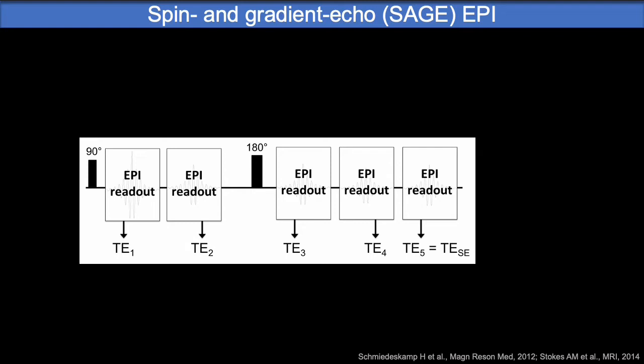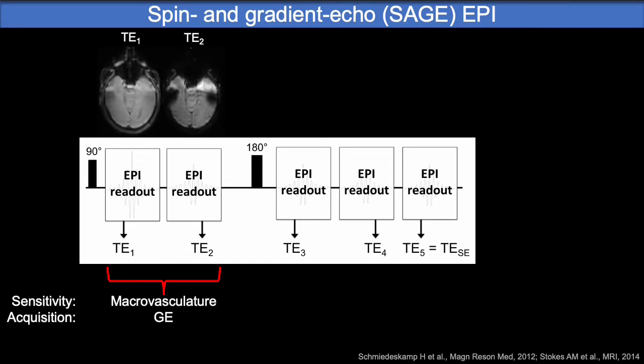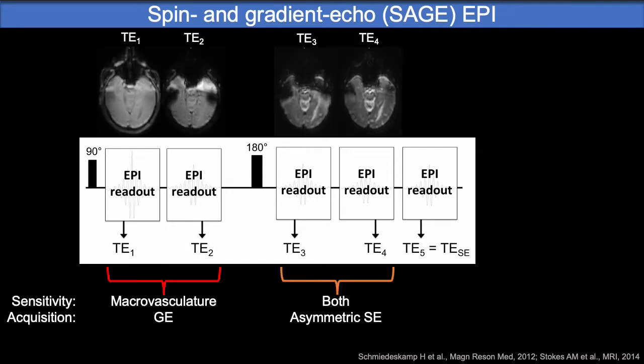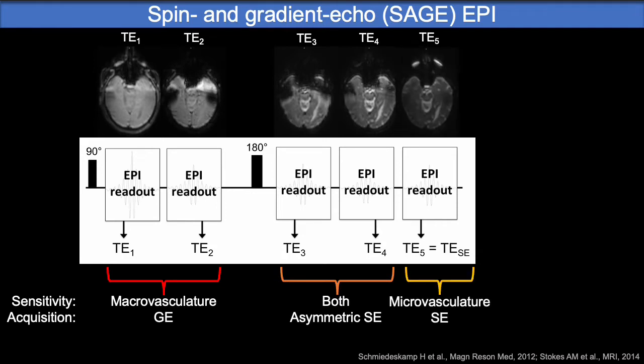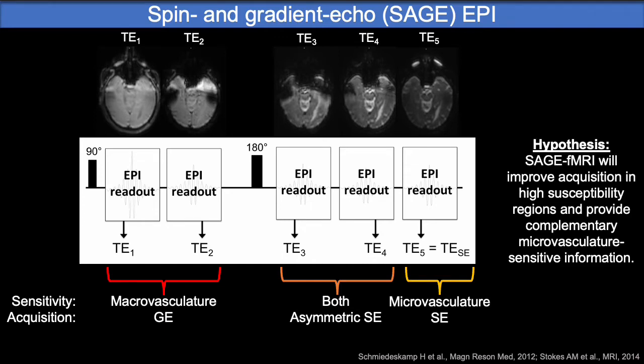SAGE leverages multiple echoes and contrasts, including two gradient echoes sensitive to macrovasculature, two asymmetric spin echoes sensitive to both macro and microvasculature, and a true spin echo sensitive to the microvasculature. Multi-gradient echo imaging has been shown to improve BOLD sensitivity and signal-to-noise ratio in regions with susceptibility effects, and the addition of spin echo imaging will provide sensitivity to microvascular effects. We hypothesize that SAGE fMRI will improve acquisition in high susceptibility regions and provide complementary microvasculature-sensitive information.